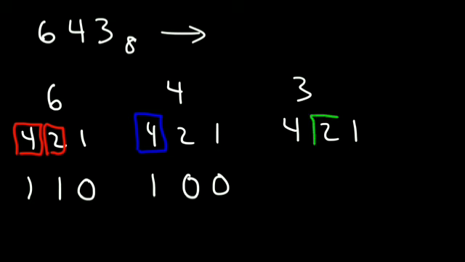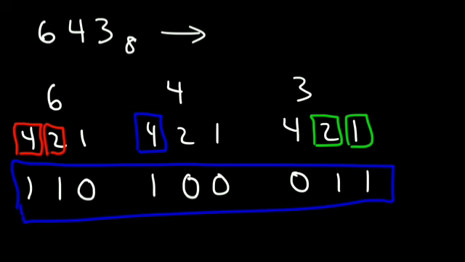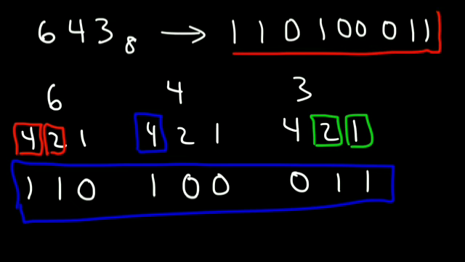Now to get 3, we need to add up 2 and 1. So that's going to be 0, 1, 1. And thus we can see our answer right here. So 643 in the octal system is 1, 1, 0, 1, 0, 0, 0, 1, 1. And so this is the final answer. So now you know how to convert a number from the octal system to the binary system.